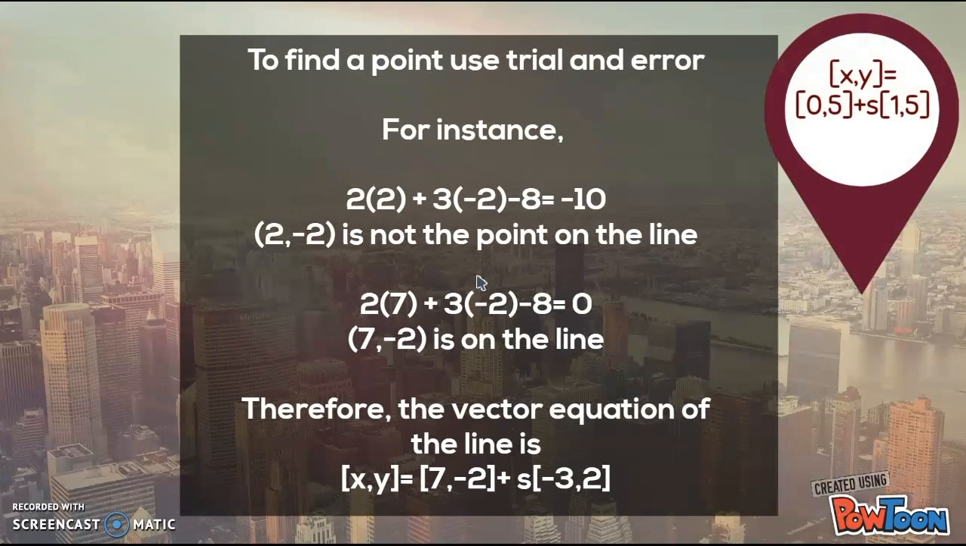In the first example, we will substitute the point 2, negative 2 into the equation. We would then get a value of negative 10, which means the point is not on the line. By substituting 7, negative 2 into the equation, we would then get 0, which means the point is on the line. We would then get a vector equation of point 7, negative 2 with direction vector s, negative 3, 2.